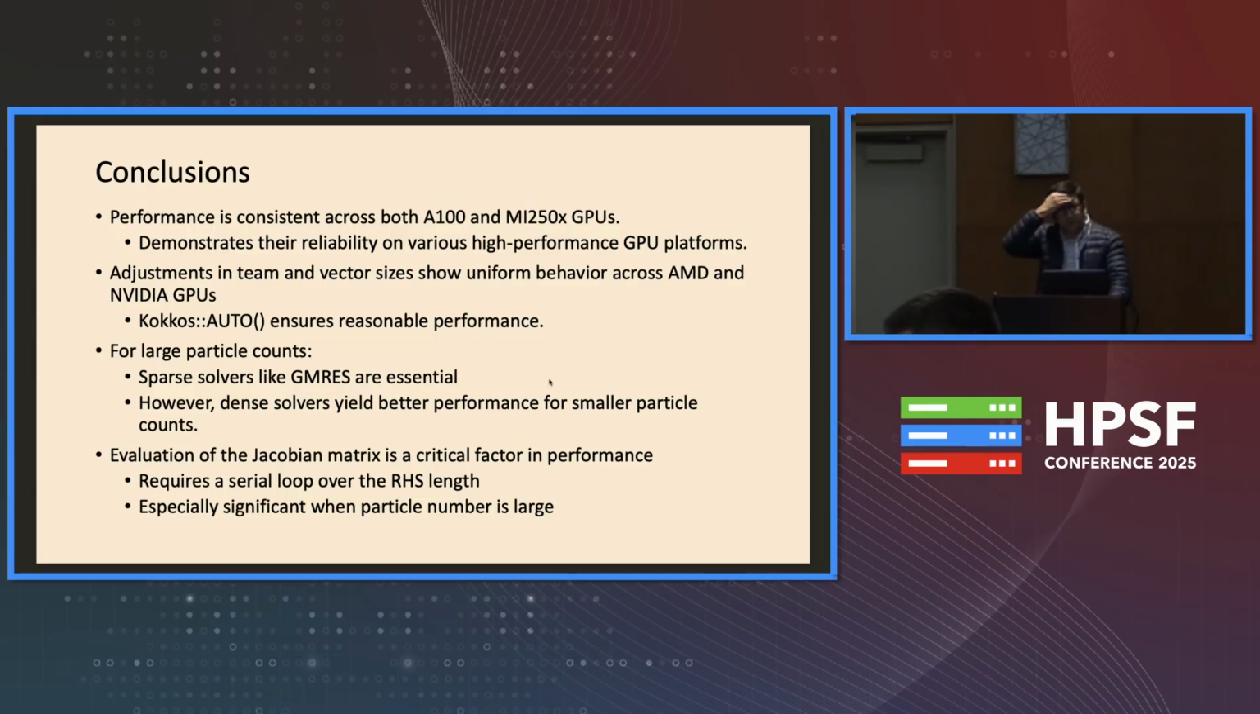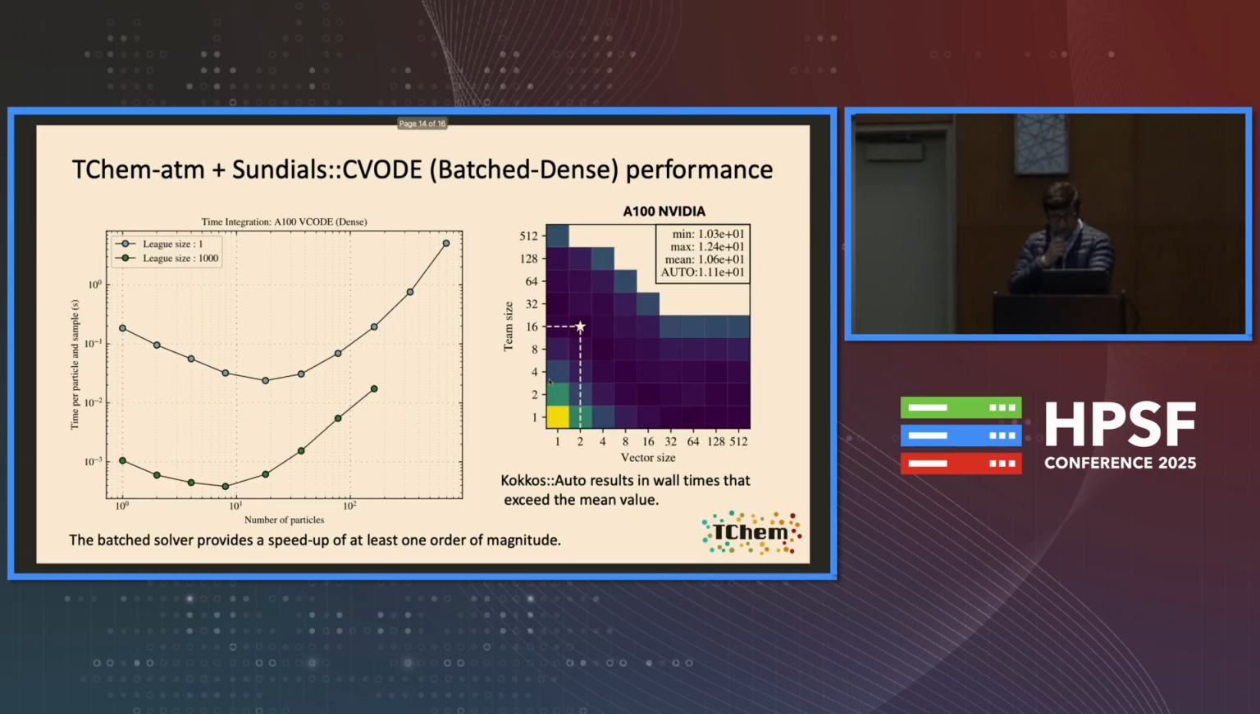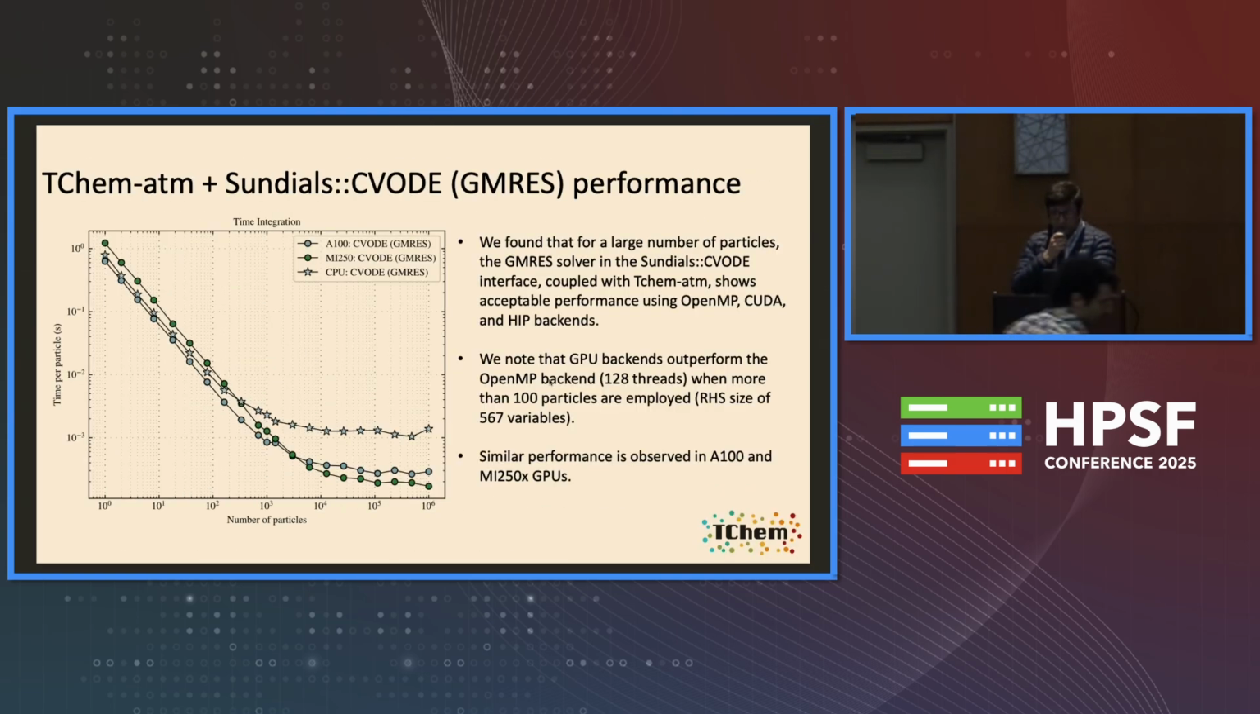We are using a BDF solver, and for these particular examples we are relying on the Sundials CVODE. In the BDF solver, you can pick a different solver for the internal linear solver. We tried one sparse option, which is GMRES, and then a dense solver. Does this make sense? So you are using an implicit solver, yes.